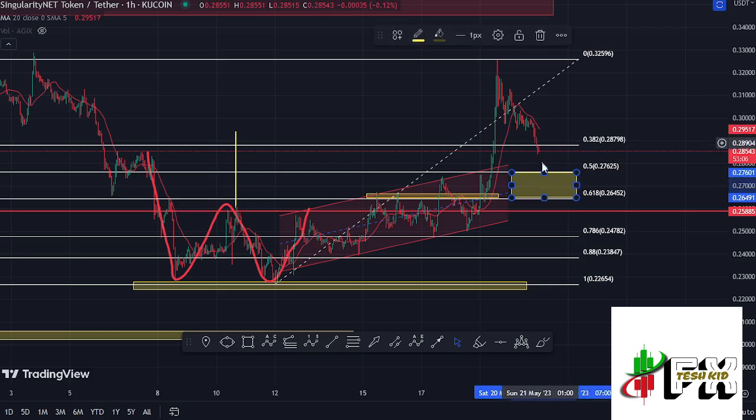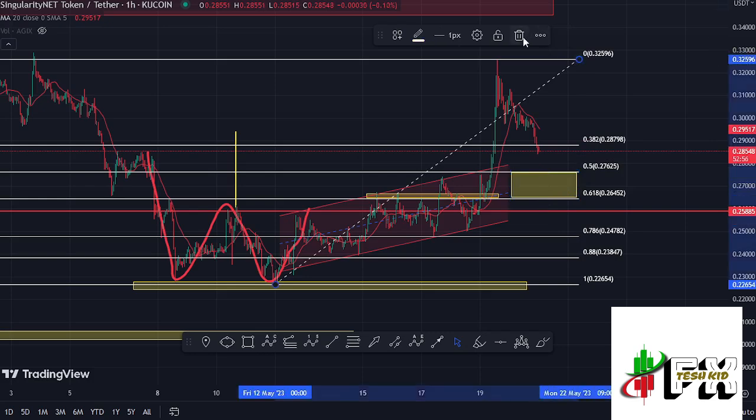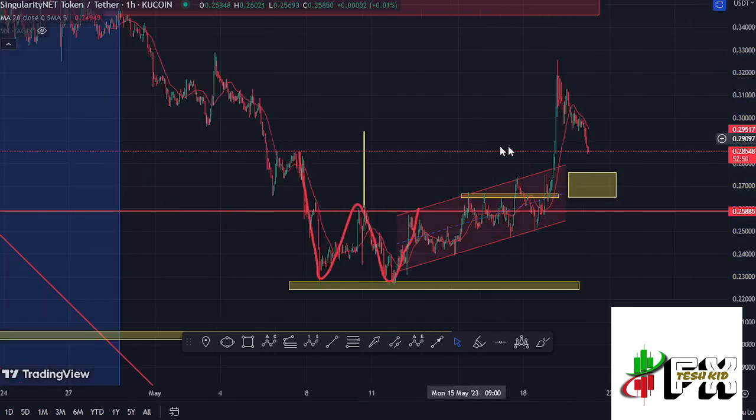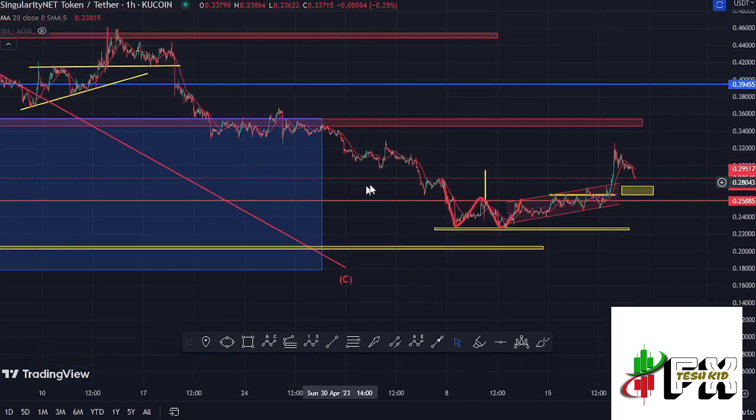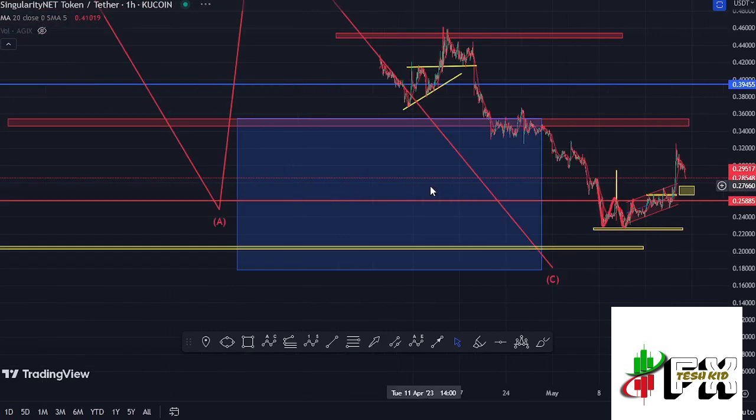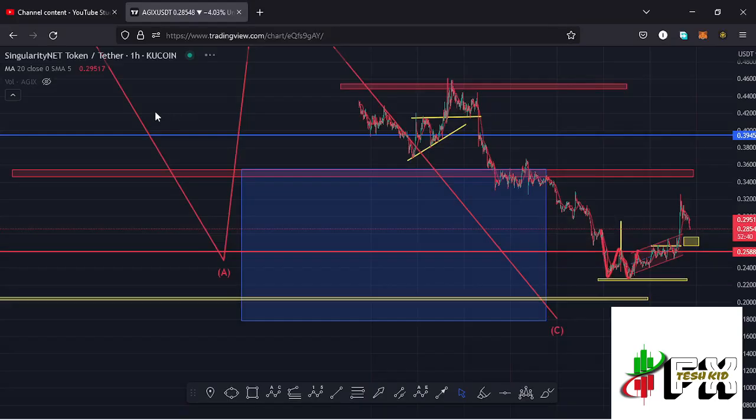And if by any chance we lose this yellow target area to the lower side, then that would be suggesting something else here on the Agix chart. And before I give you the alternative scenario in case we lose this yellow target area, I want you to first understand what I'm expecting here on the Agix chart on the long-term point of view, basing it on the Elliott structures. And I believe that is better seen here on the 4-hour chart.